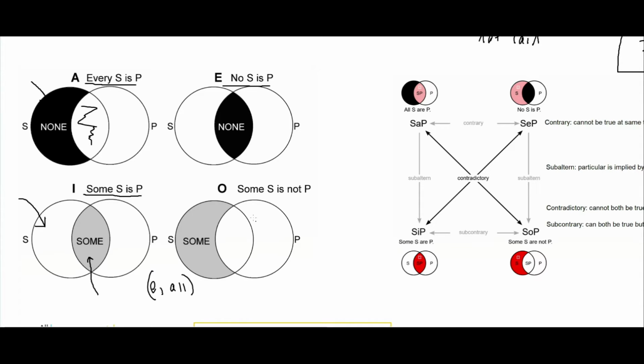And so we also then have some S is not P, which you can see, so we're talking about this right here, but some S is not P does not tell us that there is no S that is P.